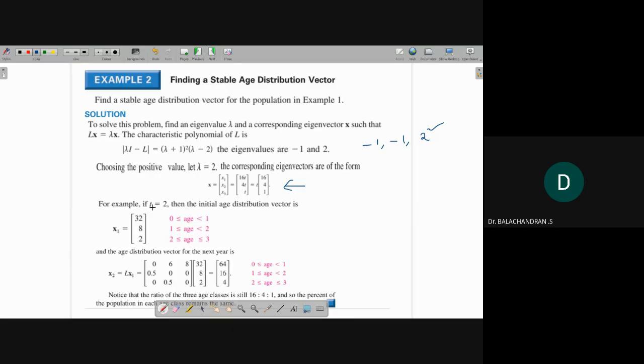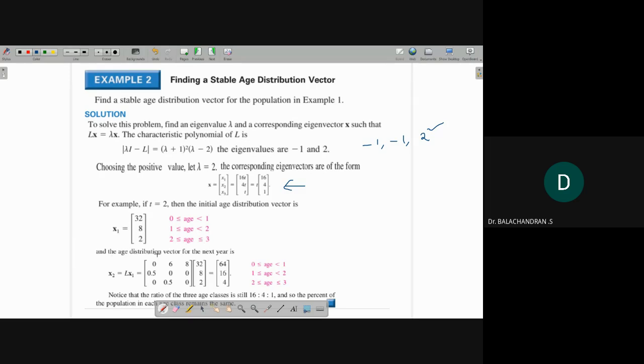For example, there is no need to take t equal to 2. You can take t equal to 1. In the book they are taking t equal to 2. Then the initial age vector x1 is 32, 8, 2. So the first age group we have 32, the second age group we have 8, the third age group we have 2.